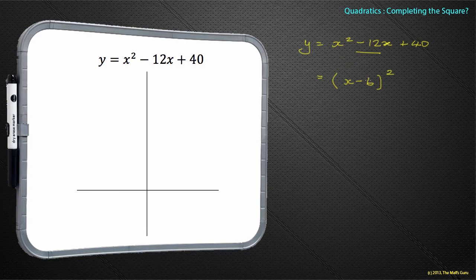How do we get this number? Well, we go back to here and we go, well, -6 times -6 is 36. I don't want 36, I want 40. How do I get from 36 to 40? I add 4.